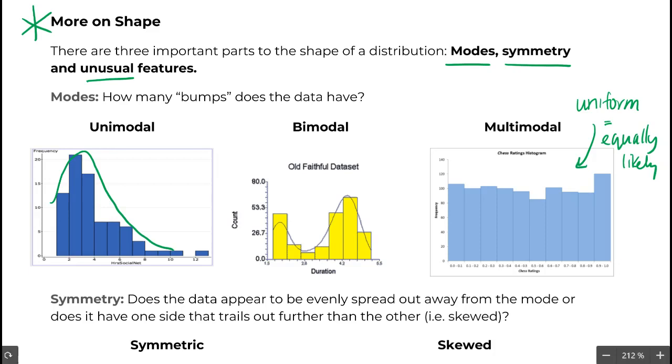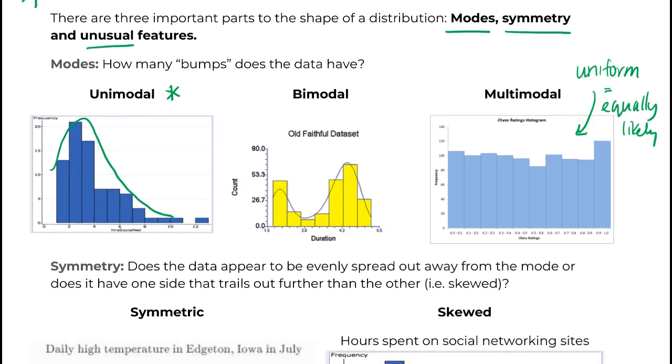Most common thing we're going to see in this class and in life is unimodal data, where there's one most common outcome. Like I said, bimodal is usually two groups sort of combined, and multimodal, the most common way you'll see that is in a uniform distribution where everything is equally likely.